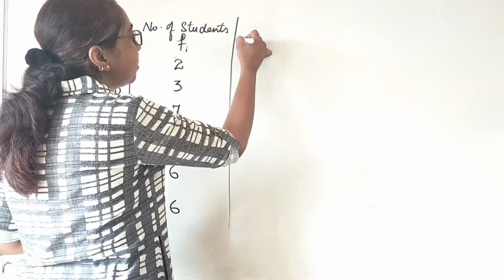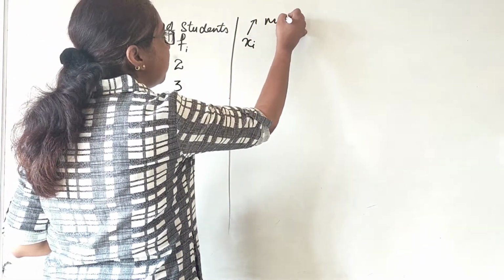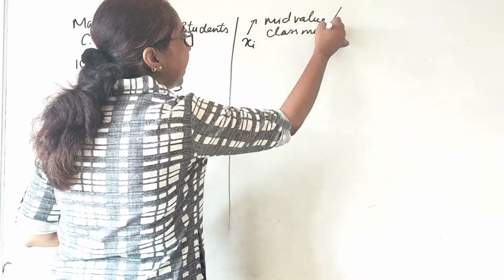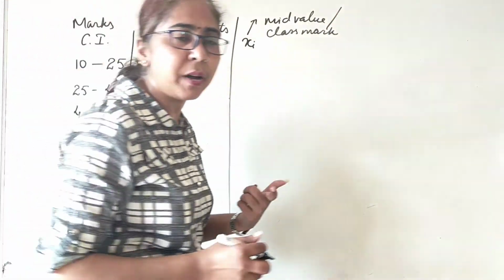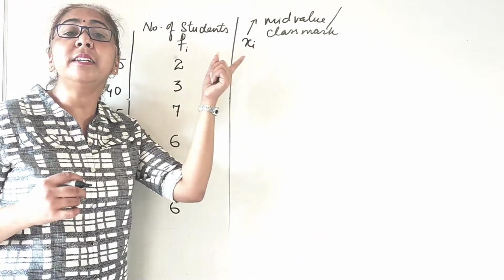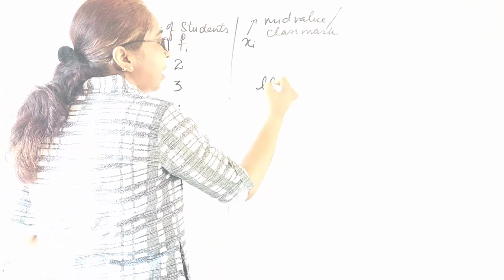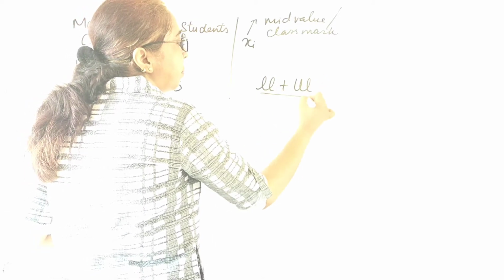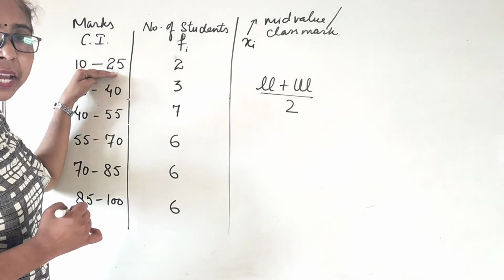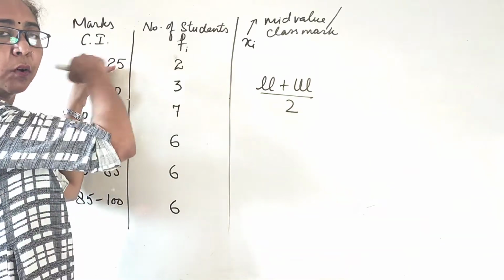And we represent it with xi. This is also the mid value or the class mark. We can say it the mid value or the class mark. So now we're getting the class mark because this is the midpoint of this 10 to 25. For the class mark we have the formula: lower limit plus upper limit by 2 for a particular class interval. So if I have this interval 10 to 25 and I want to get the class mark, meaning the mid value, the average value of this class interval.